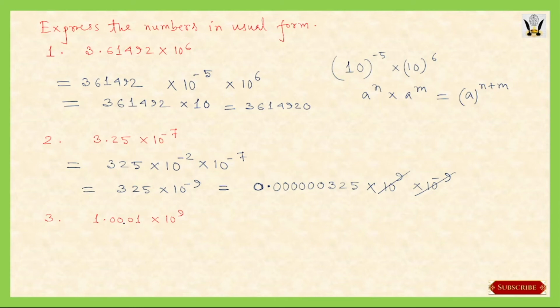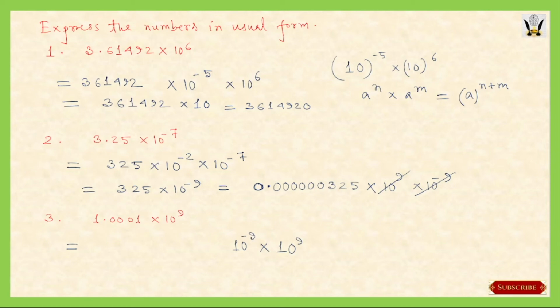Next we have 1.0001 times 10 to the power 9. So how do we express this in usual form? This is the standard form. 10 to the power 9 means we have to cancel this 10 to the power 9. At the end we have 10 to the power 9, and if we want to really cancel this factor 10 to the power 9, then we have to multiply by 10 to the power minus 9. Then it will cancel each other. And if we want to have this factor, then we have to do some adjustment on this number so that we get this factor.